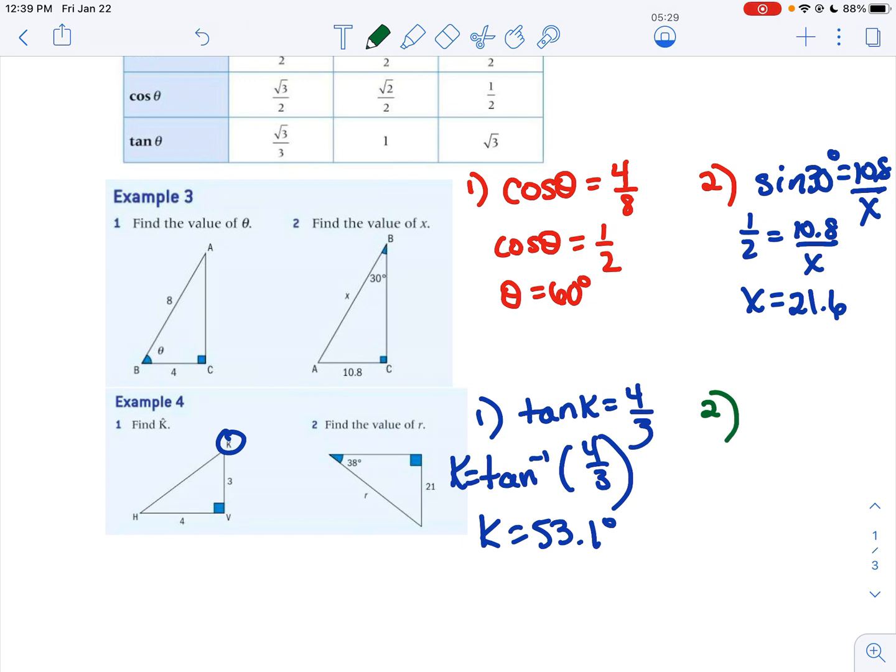All right, number 2. Find the value of r. I've got an angle here, and I have opposite and hypotenuse. What trig function is that? Opposite over hypotenuse, that's the sine function. So I'm going to write the sine of 38 degrees is opposite over hypotenuse. Go ahead then and calculate the sine of 38 degrees.